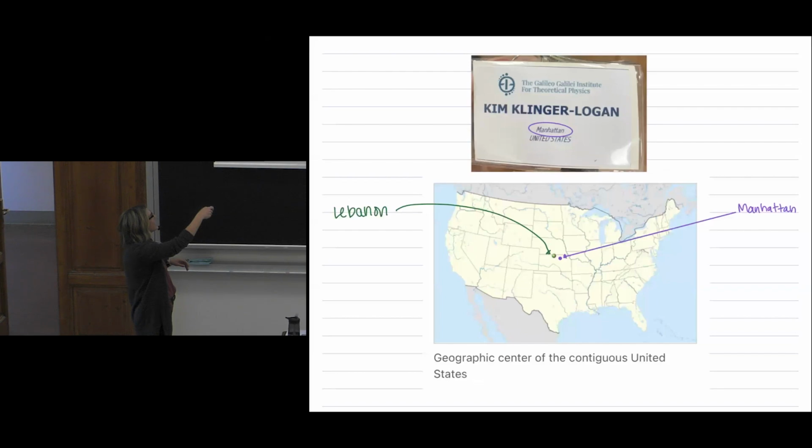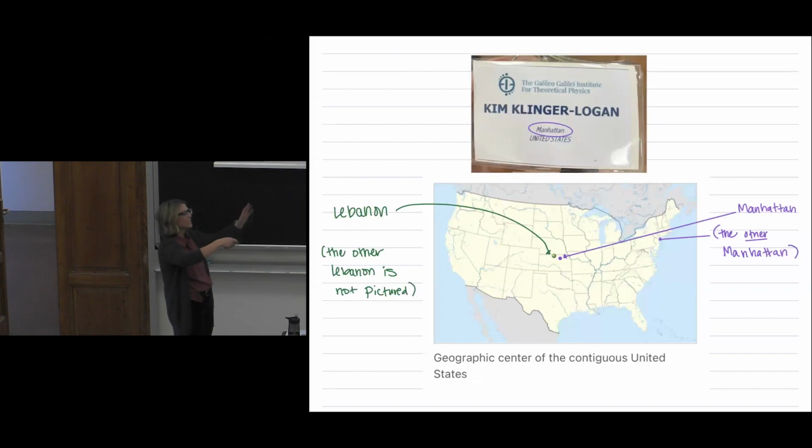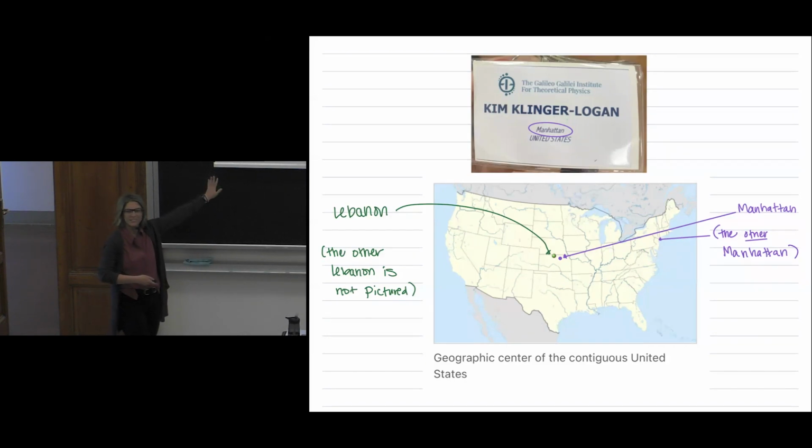And right next to Lebanon, about 130 miles southeast, is Manhattan. But of course, there's another Manhattan, so it's not the other Manhattan, it's this Manhattan. And of course, there's another Lebanon, which is not pictured in this image. There's a Lebanon or a Manhattan. Okay, good.